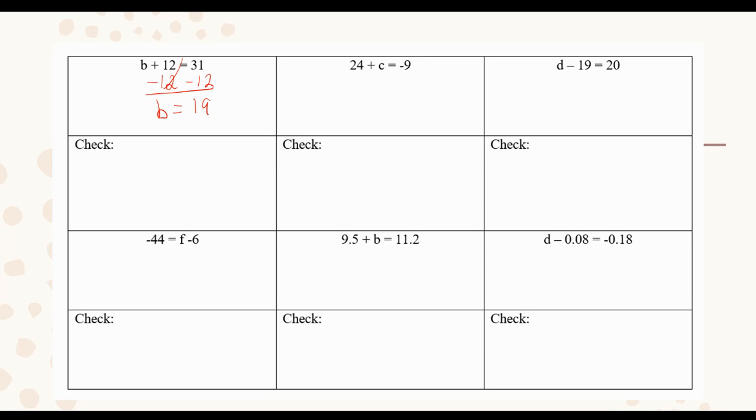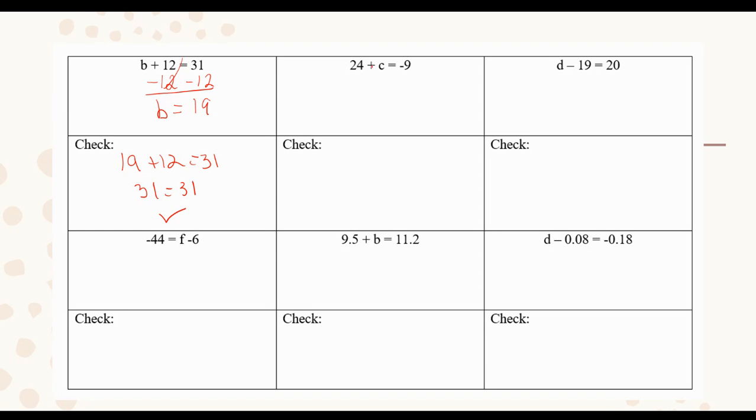B equals 19. Next one here again. You can do the check if you want to. I suggest you do your checks. I'm not going to be grading if you do your checks or not, but understand that there's really no reason to ever get these wrong if you're doing your checks. So to do your check, you would take your 19 plus 12. 19 plus 12 is 31. 31 equals 31. Check, you're good to go.